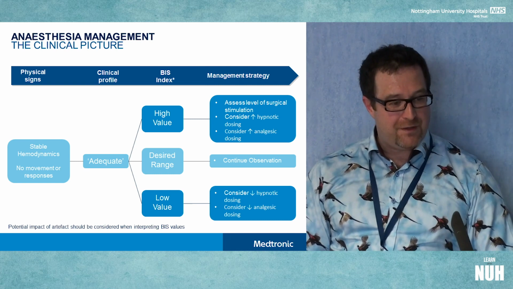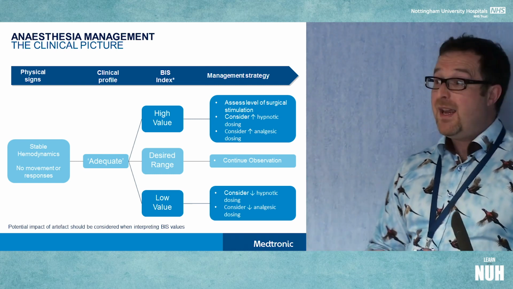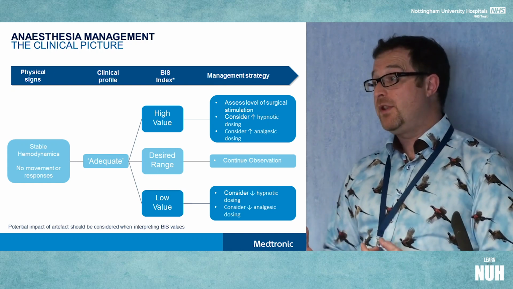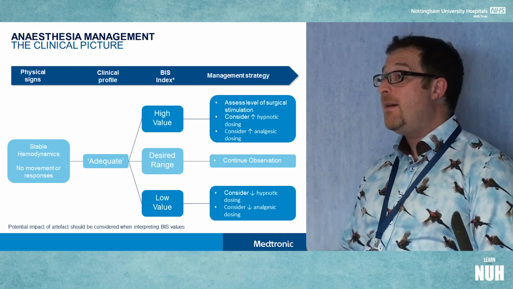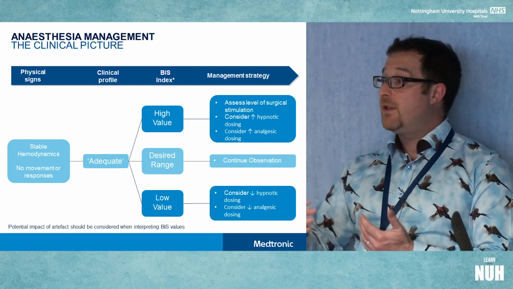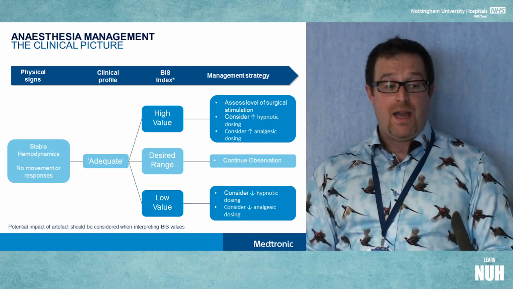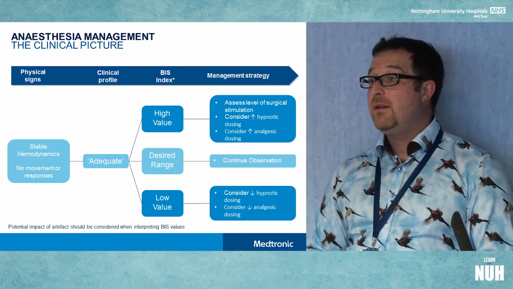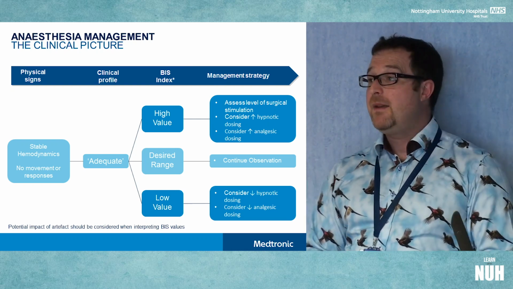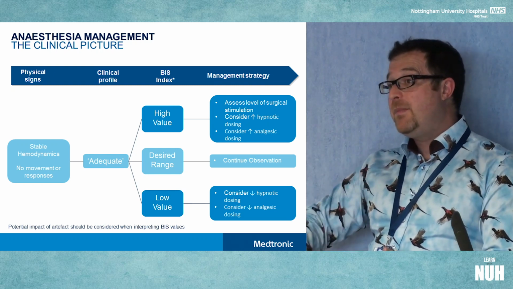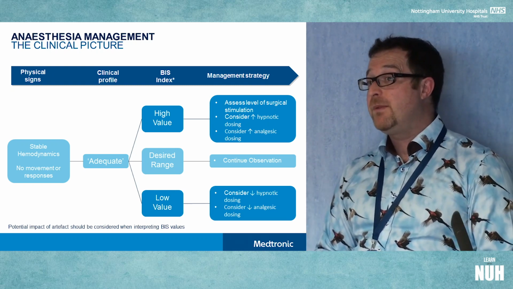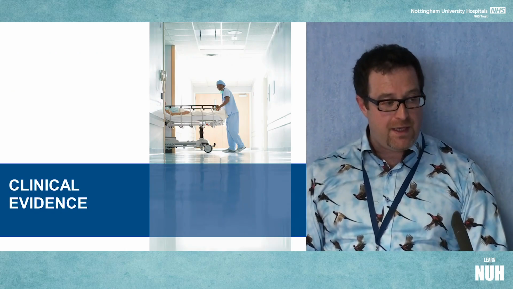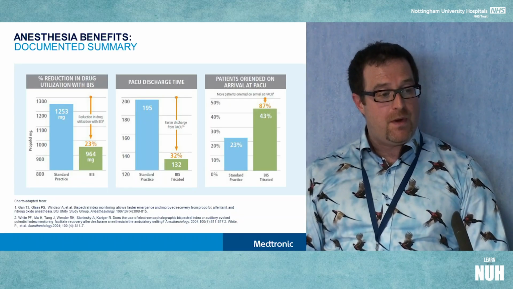Okay, so let's have a look. So yeah, consider hypnotic state, because what we do know is hemodynamics aren't always a good independent predictor of depth. They are surrogates to give us a clue as to where we might be. Or we could consider reducing the analgesic. So if the analgesic's too high, but everything else is stable, you could have a depressed BIS because there's just no surgical response whatsoever. So that's just something to get you thinking about what you might look at.